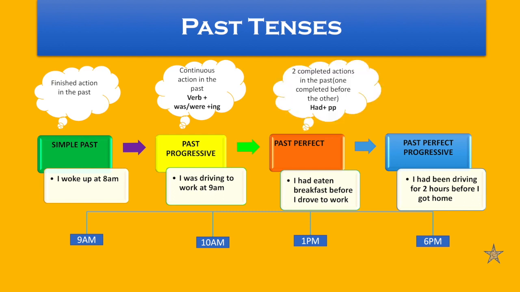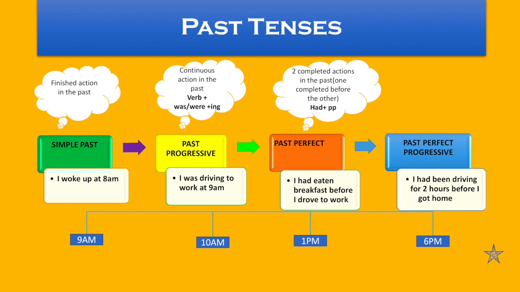Now, past perfect. If I want to talk about two things that happened in the past, then I use the past perfect. But there is something very specific about the past perfect. You must have two actions in the past, but one action needs to be completed before the other. So in this case, we use had plus the past participle. So the PP means past participle. So the example here, I had eaten breakfast before I drove to work. Now notice something here. The first action is eaten, which is in the present perfect form. So I had eaten. So you have eat, ate, and eaten.